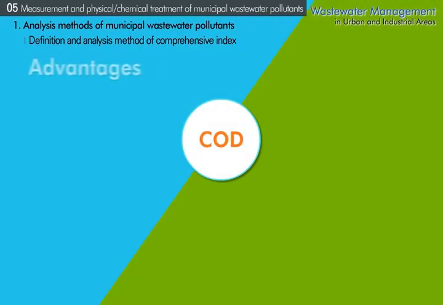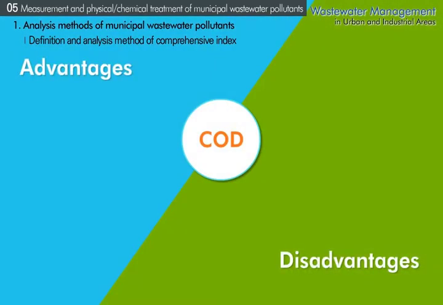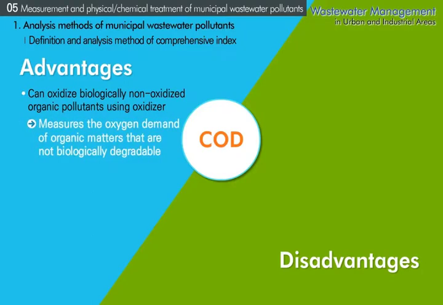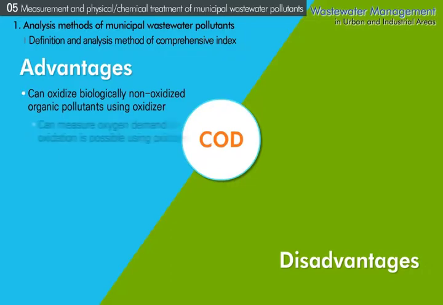What advantages does COD measurement have compared to BOD? First, like lignin, it can oxidize organic pollutants that are difficult to be biologically oxidized. In other words, it can measure the oxygen demand of organic matters that are not biologically degradable. Second, if pollutants can be oxidized by oxidizer regardless of their toxicity, their oxygen demand can be measured.